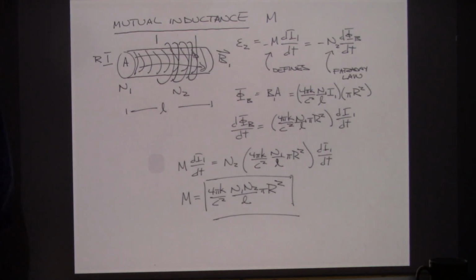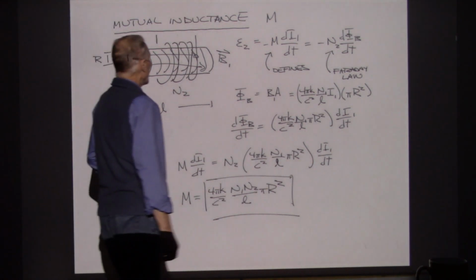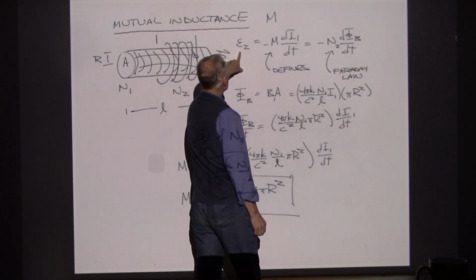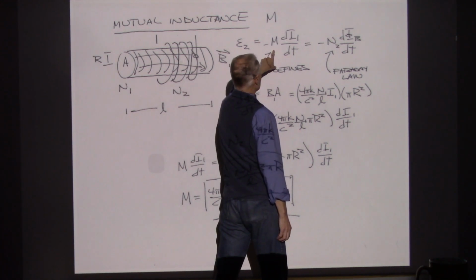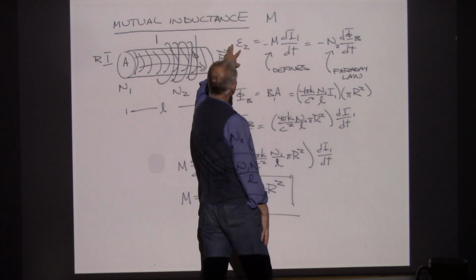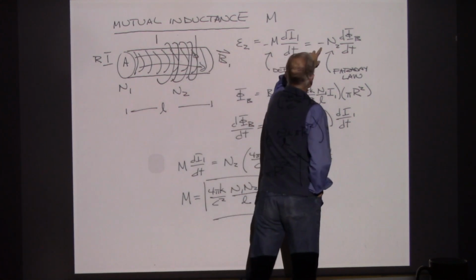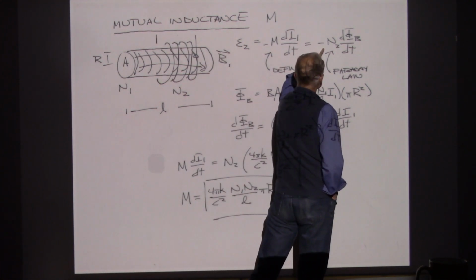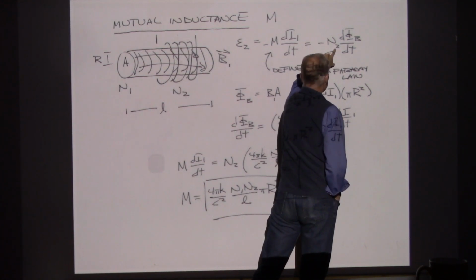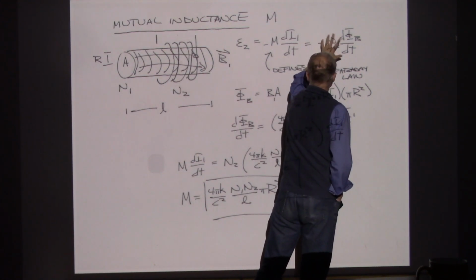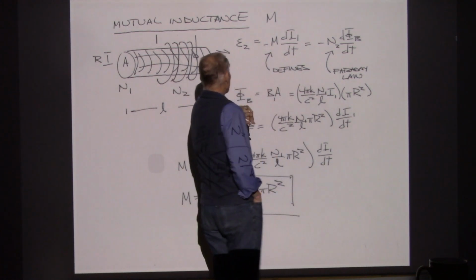And what we can show is that there will be a mutual induction that takes place. And what we can say is that the EMF that gets set up here, using Faraday's law, is going to be equal to minus N, minus the number of loops times the time derivative of the flux.